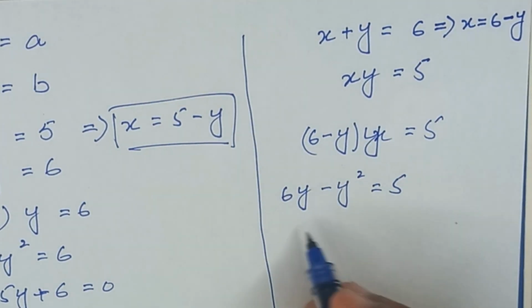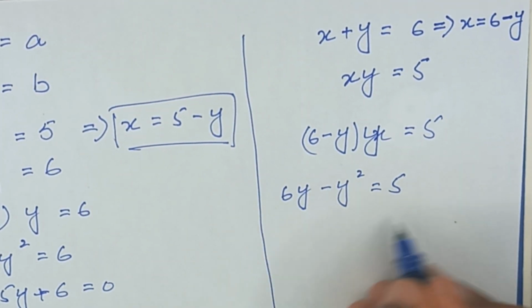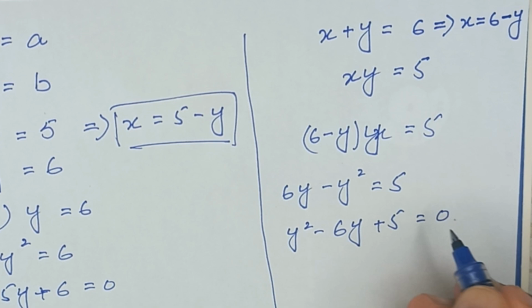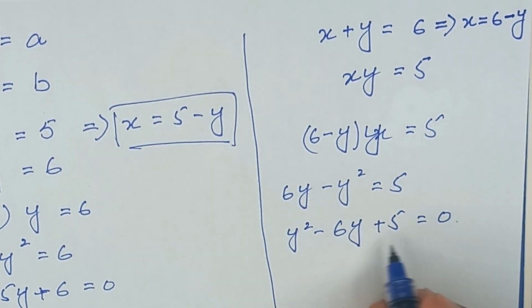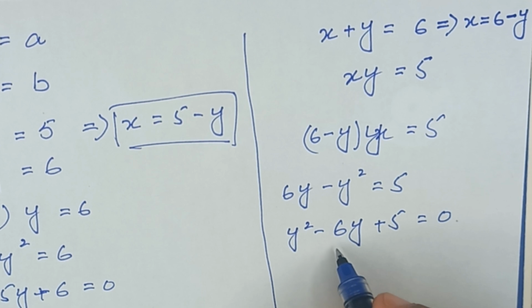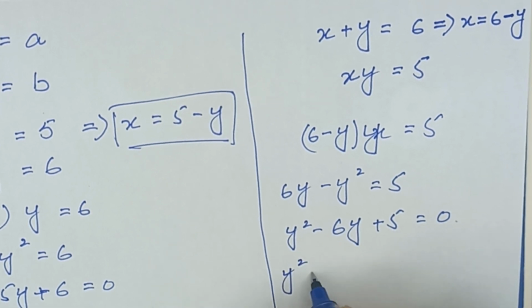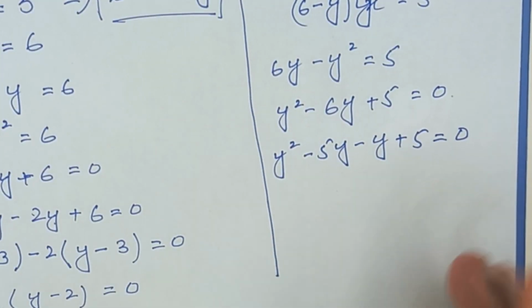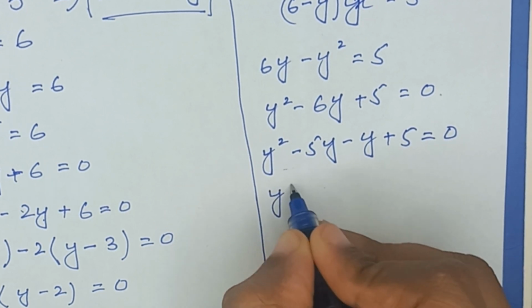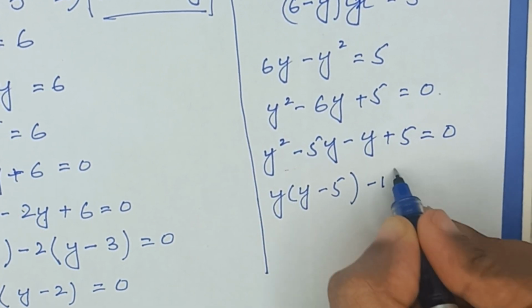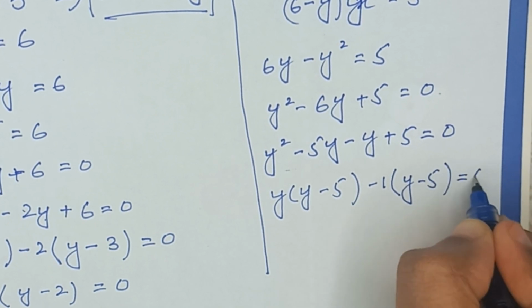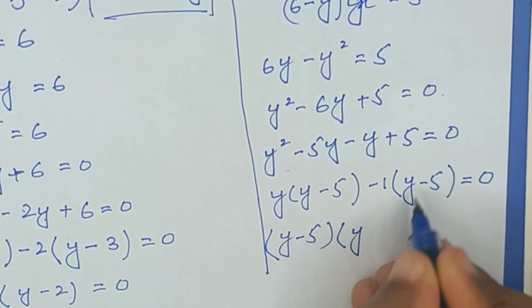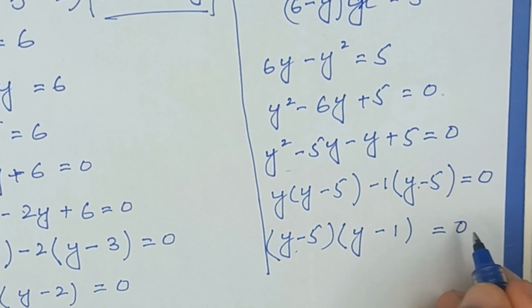So from here we will take this side to the right hand side, so it will become y square minus 6y plus 5 is equal to 0. Now we'll take factors of 5 whose product should be 5 and whose sum should be 6. So we'll take y square minus 5y minus y plus 5 is equal to 0. From here y is common, so y minus 5 minus 1 is common, so it will be y minus 5 is equal to 0. From these two terms y minus 5 is common here, so this divided by this will be y, and this divided by this will be minus 1, is equal to 0.